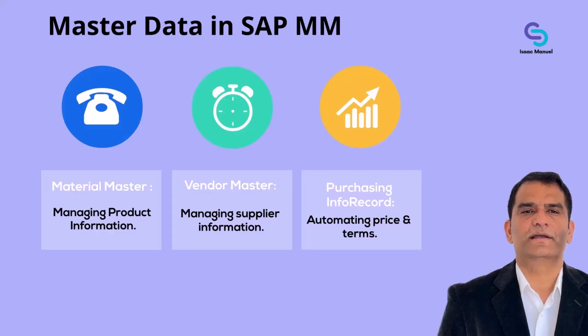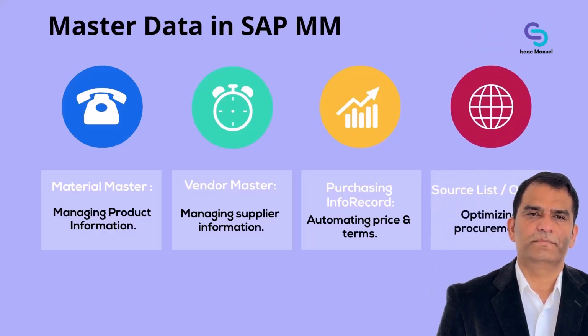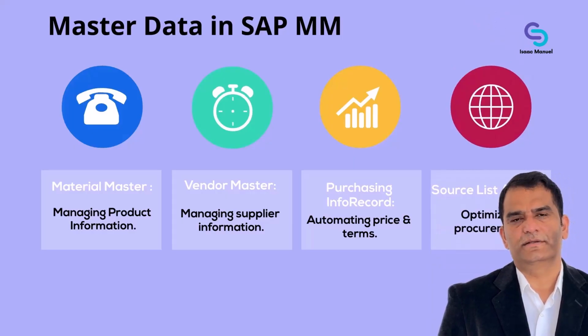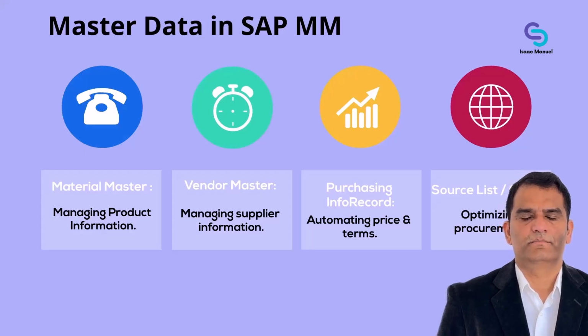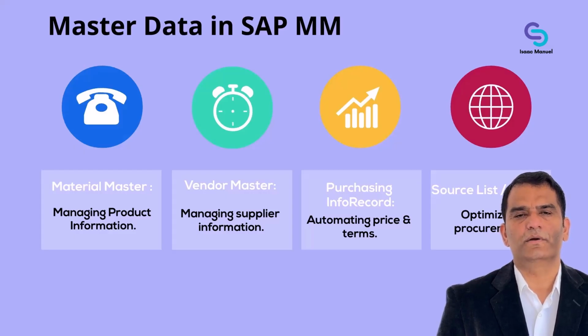A source list ensures that only approved vendors supply specific materials, maintaining procurement consistency. Quota arrangements help distribute purchase orders among multiple vendors based on predefined allocation percentages, ensuring balanced sourcing and cost optimization.